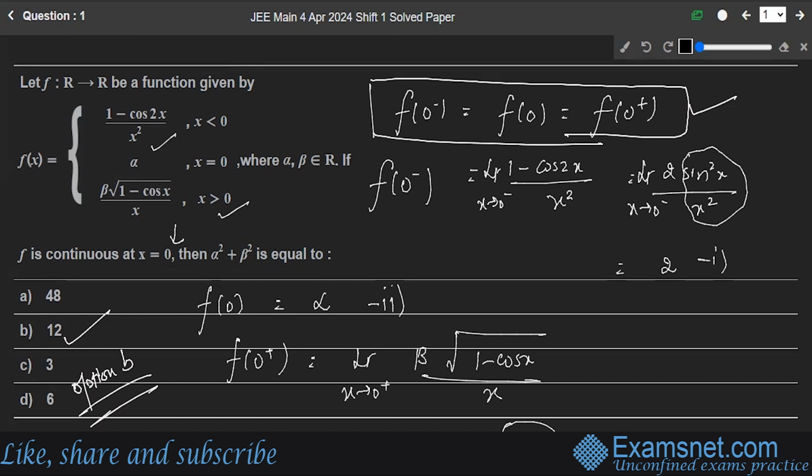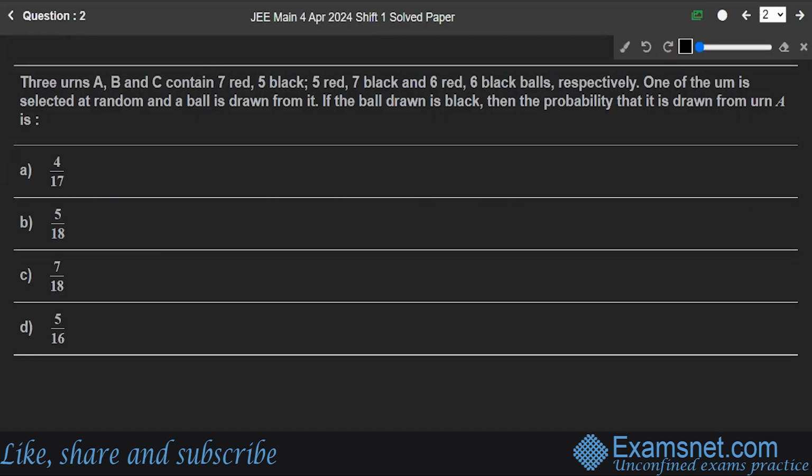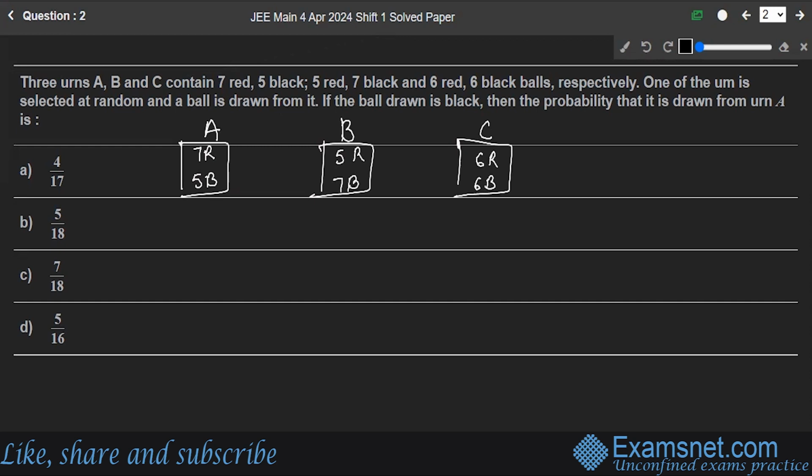Hope you got that. Let's move to the next question then. Question number 2. 3 urns A, B, C contain 7 red, 5 black; 5 red, 7 black; 6 red, 6 black, respectively. Okay, let's understand this. First of all, you have this as A, B, and C. So A is having 7 red, 5 black balls, B is having 5 red, 7 black balls, and C has 6 red, 6 black balls.